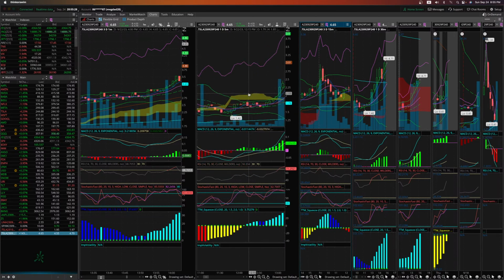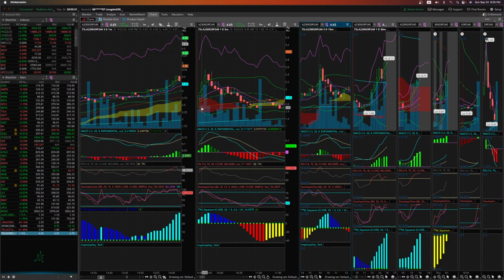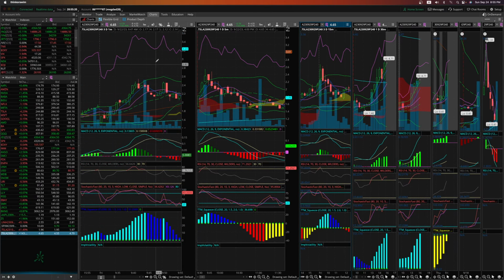On the 240 put Tesla, you can see here when it opened in the morning, it jumped up, and then as soon as it jumped up, let me fix this one.